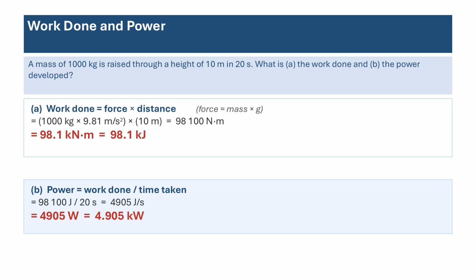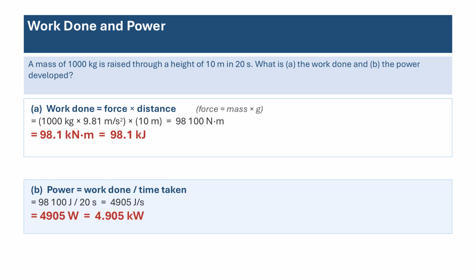Part A. Work done. To lift the mass, we must apply a force equal to its weight. The weight equals mass multiplied by gravitational acceleration. F equals 1,000 kilograms times 9.81 meters per second squared equals 9,810 newtons. Work done equals force times distance equals 9,810 newtons times 10 meters equals 98,100 newton meters equals 98.1 kilojoules.